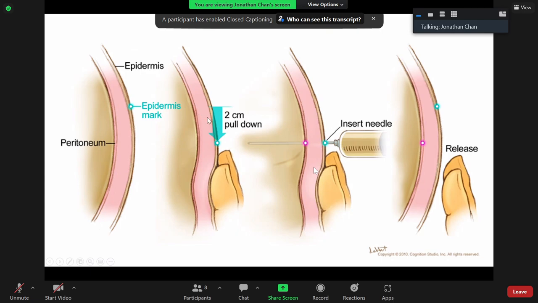Then they have pulled the skin down about 2 centimeters. They're puncturing through and they're inserting the needle here to draw off the fluid. But when they release the skin, the two holes are no longer directly next to each other. They are moved apart, and that prevents ascitic fluid from leaking from the belly after you have done the paracentesis.